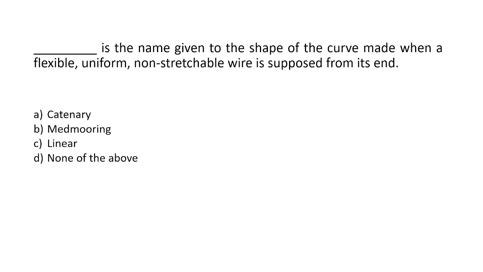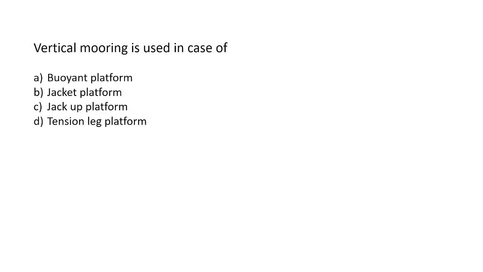Catenary is the shape. Okay. Next is, vertical mooring is used in case of. Vertical mooring means vertically we are anchoring it. So in what kind of platform do we use this vertical mooring? In case of tension leg platform.